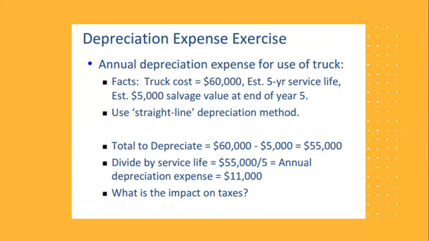So how do you depreciate using the straight line method? Just a quick note, there are several ways of depreciating assets, and the one I'll be discussing today is the straight line. You take the original value of the truck minus the salvage value, so that's 60,000 minus 5,000, which is 55,000. You divide that by the service life of 5 years, and that gives you $11,000. That is how you calculate the annual depreciation expense.